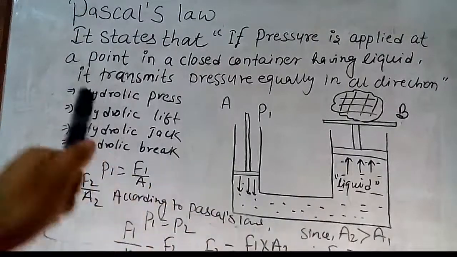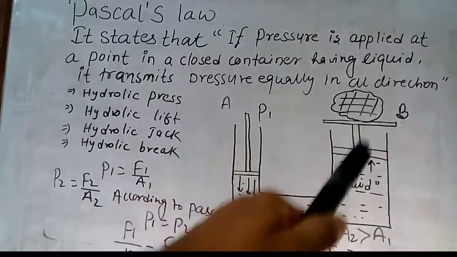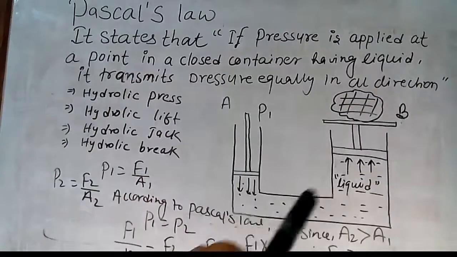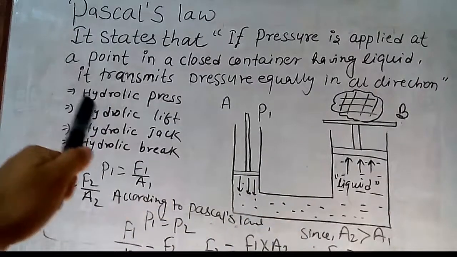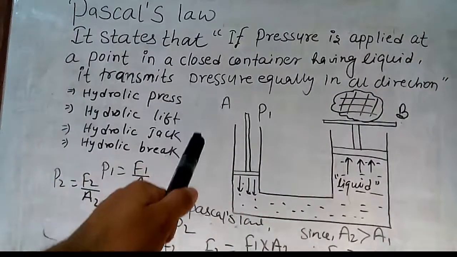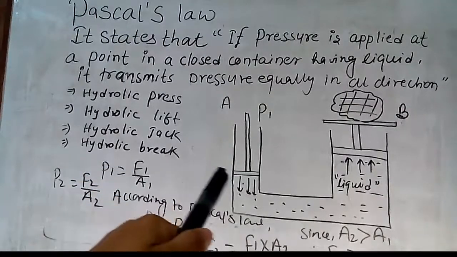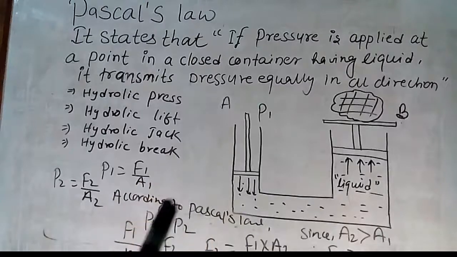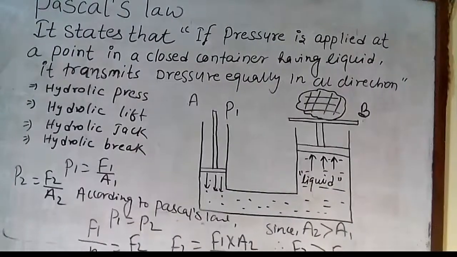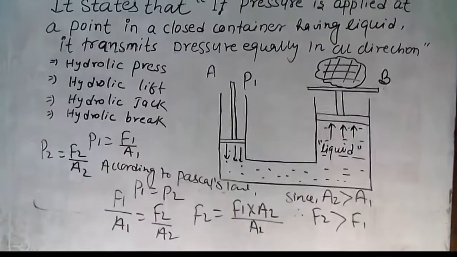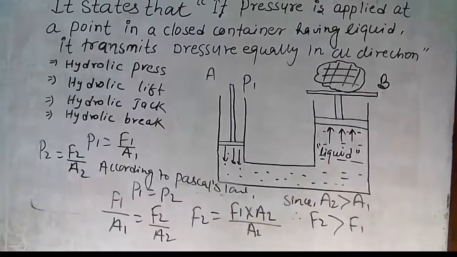So let's see the mechanism or the diagrammatic structure of the hydraulic press, and how it works. If you understand the hydraulic press once, then you understand hydraulic lift, hydraulic jack, hydraulic brake, because they are based on a similar principle and the same formula. Here you can see F1 by A1 equals F2 by A2.